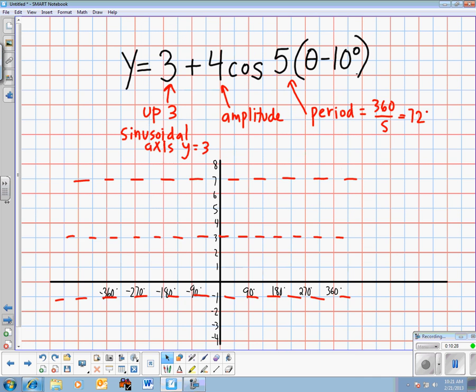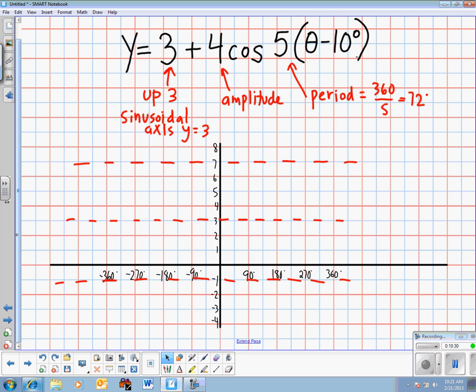So back to our current problem. The period is originally 360, and like I said, if it's in radians, you're going to do 2 pi where that 360 is. But you divide it by that number to figure out your horizontal shrink and stretch. So what this means is that 72 degrees is our new period, which means it's only going to take 72 instead of 360 to do its full wave up, down, and back up to the starting point.